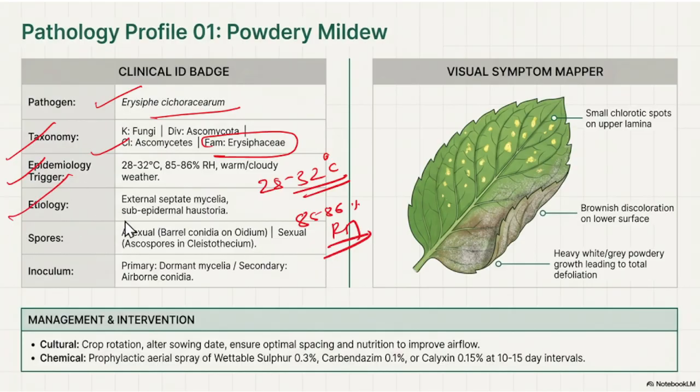Then etiology: external septate mycelium or subepidermal haustoria, they can cause the disease. Then spores, they produce the asexual spore, that is barrel-shaped conidia or oidium, and then sexual, that is ascospore in the cleistothecia. Cleistothecia is the completely closed fruiting body in powdery mildew. They have three types of fruiting body in fungi, that is the cleistothecia, then second one is the perithecia and apothecia.